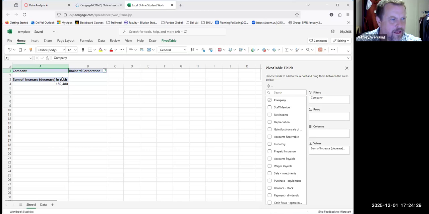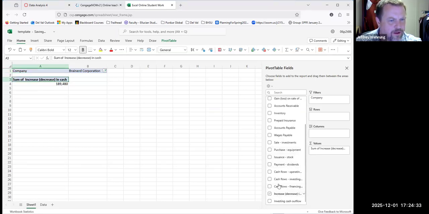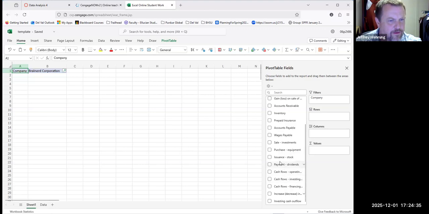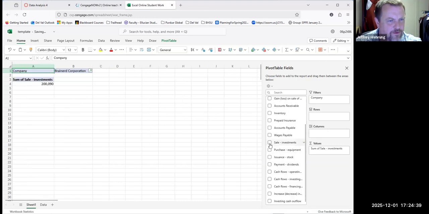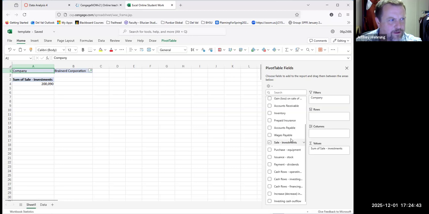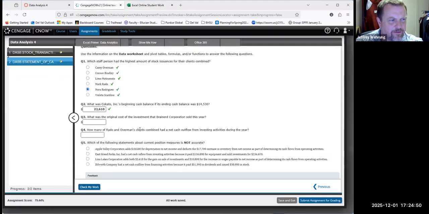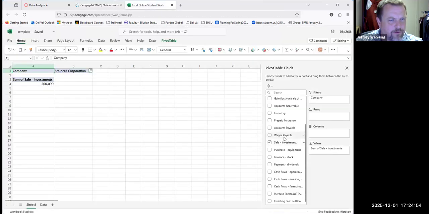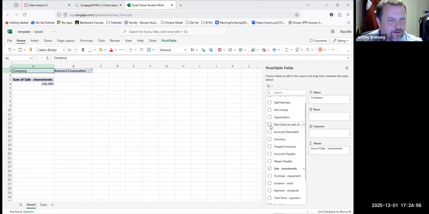Okay. And I am looking at, they sold an investment, right? And so I need to know what they sold, like the sum of sales of investment, but that's not all I have to worry about. What was the original cost? So we need to know both what they sold, and we also need to know if there was a gain or a loss on the sale. So there we go.